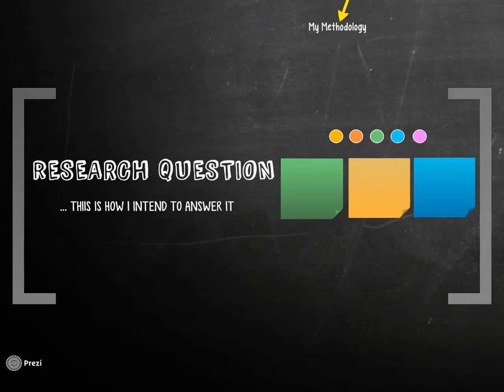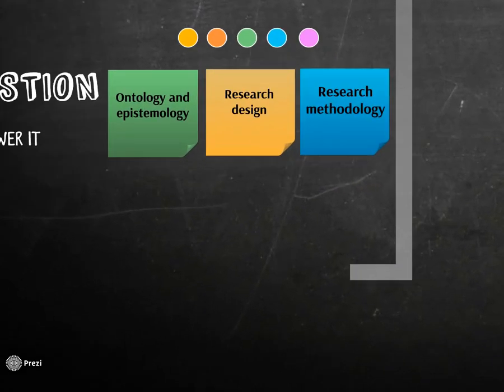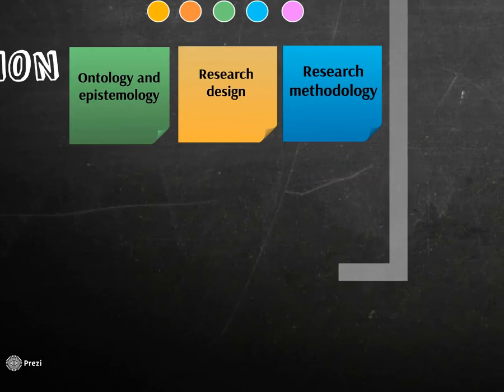So, in answer to the methodology employed for your research questions or statements, you will focus on 3 things in this assignment. First, you will unpack your study's ontology and epistemology, thereafter its research design, and lastly, its research methodology. Now, you will see in your tutorial letter that this last aspect has some sub-requirements.